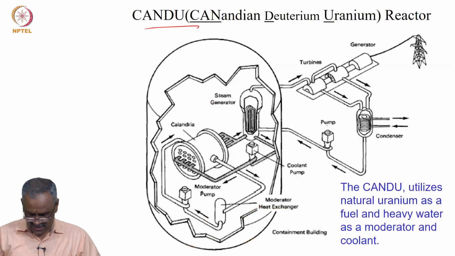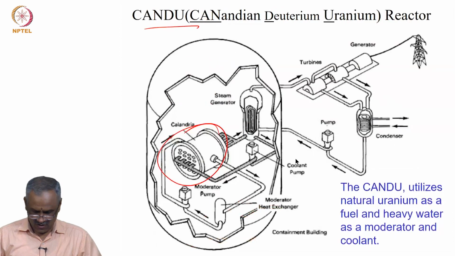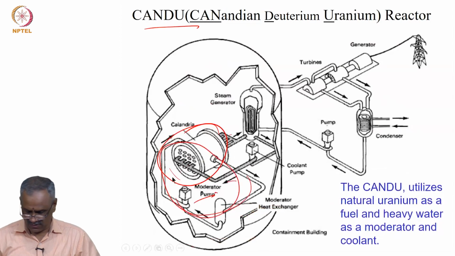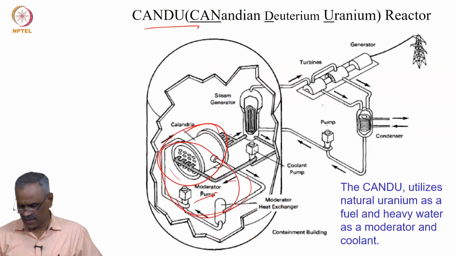You can see this part is horizontal, with horizontal loading. The heavy water goes in a horizontal way and then comes out, and this part is called the calandria. Here the moderator flows into this. This is a moderator pump, and the moderator is also D2O.